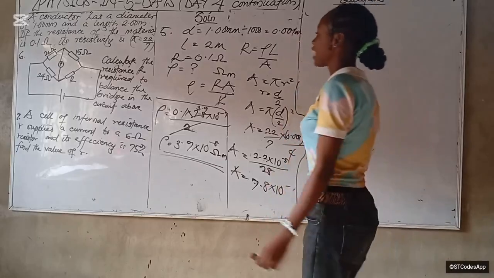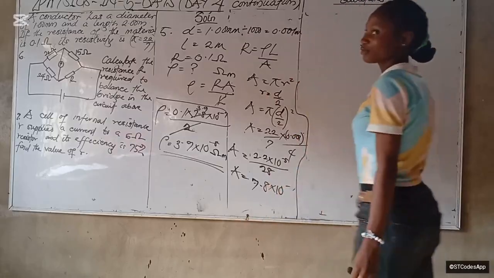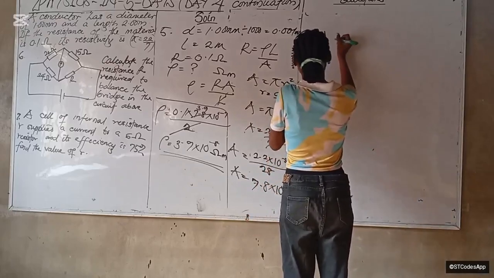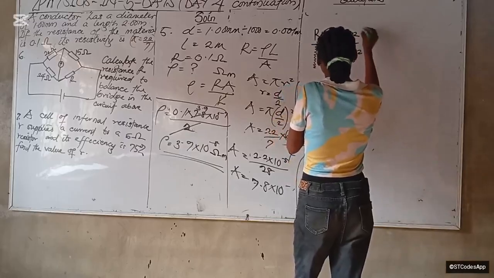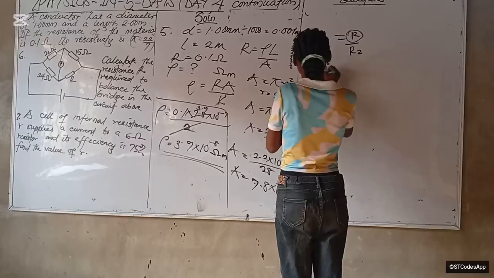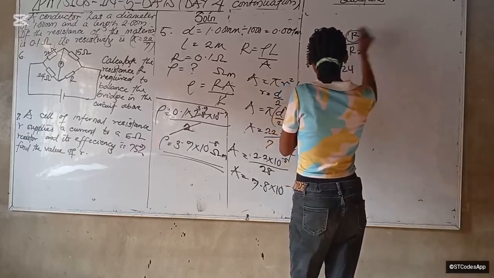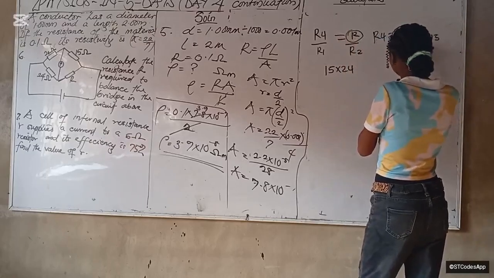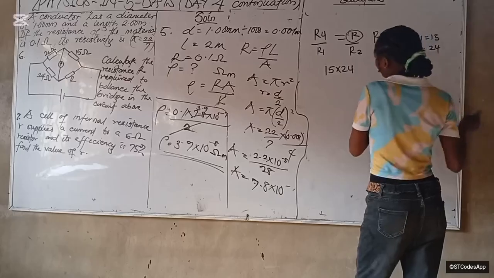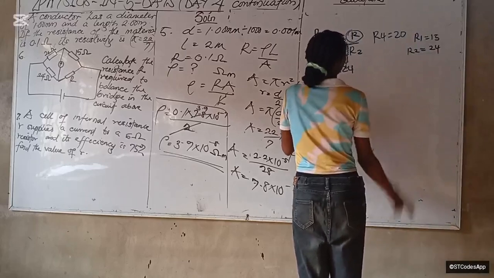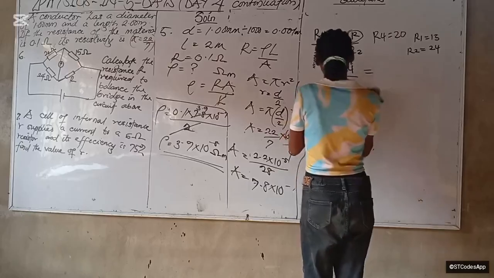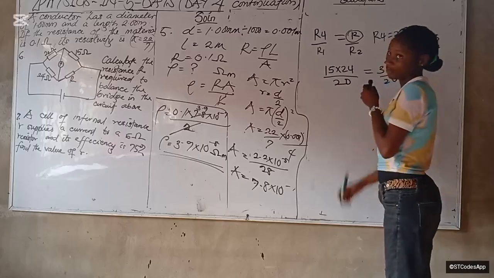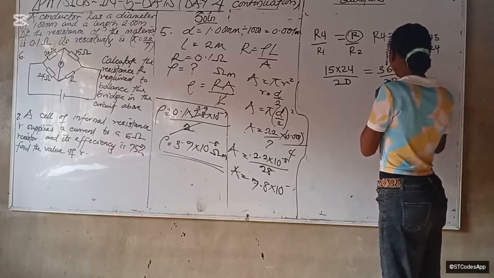Question 6. Calculate the resistance required to balance the bridge in the circuit. R4 over R1 equals R over R2. We are looking for this R. So R4 is 20, R1 is 15, R2 is 24. So we multiply R1 and R2 over R4, 15 times 24, that is 360 divided by 20. R equals 18.